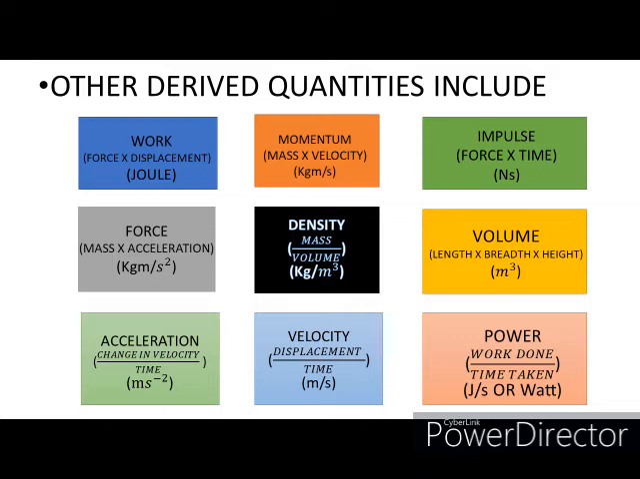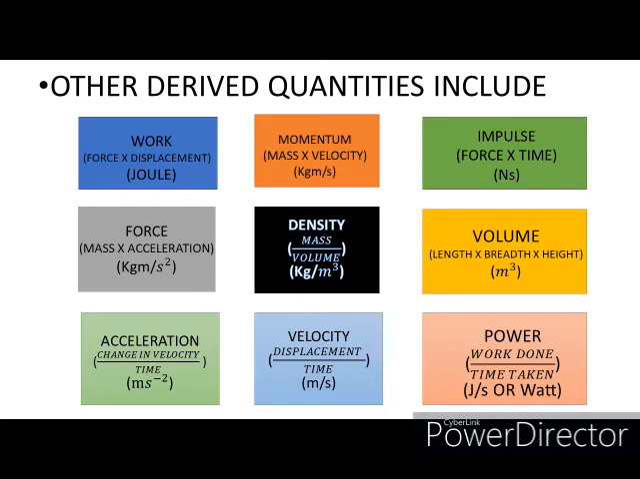Acceleration is velocity over time. That's change in velocity over time. And velocity is simply displacement over time, which is meter per second. So acceleration is the change in velocity over time, which is meter per second squared. And then power is work done over the time taken, which is measured in joules per second, or what we refer to as the watt. So I cannot exhaust the list of derived quantities. I had to set this foundation for you so that you can know how to derive these quantities.